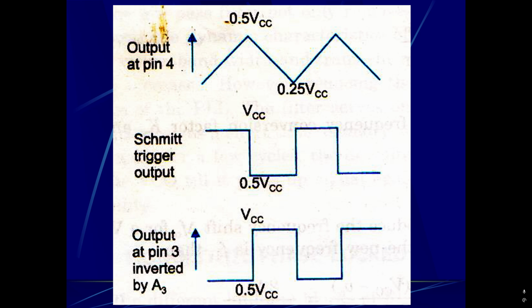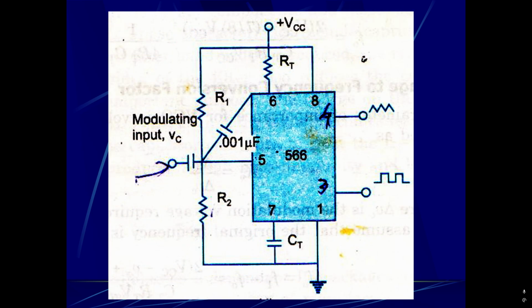These are all the various waveforms. The first waveform is the output at pin 4. Next we have the Schmitt trigger output, and the output at pin 3 inverted by A3. This is the connection circuit.